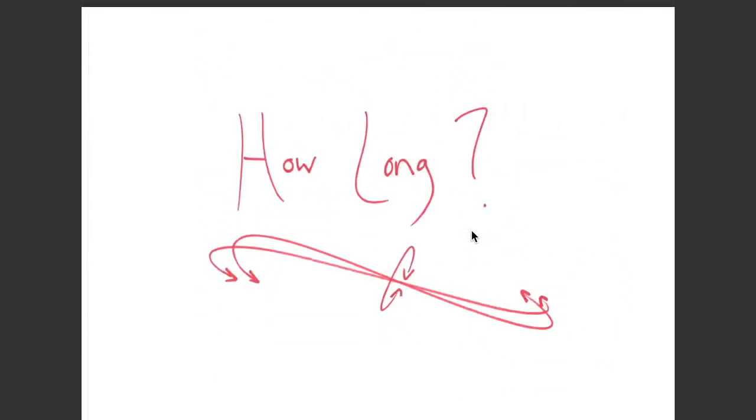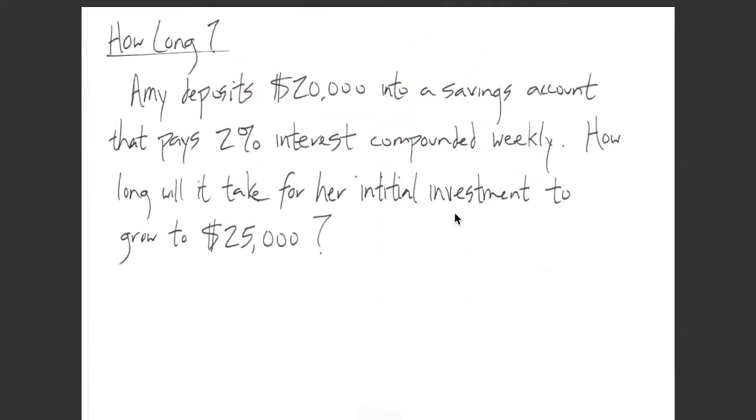Another kind of problem that you see quite a bit is, well, okay, I've got an investment. How long is it going to take that investment to grow to a certain amount? So let's take a look at a problem here. Suppose Amy deposits $20,000 into a savings account that pays 2% interest compounded weekly. How long will it take for her initial investment to grow to $25,000?